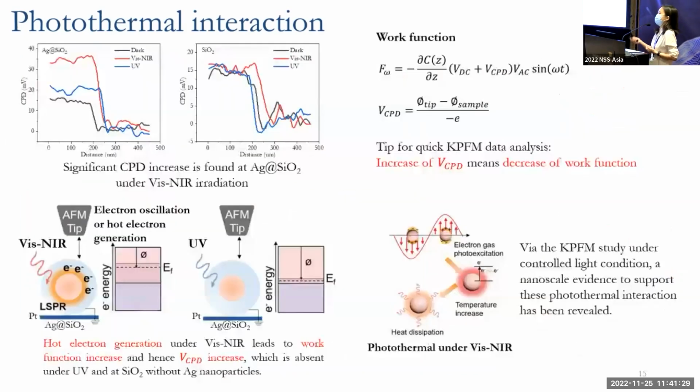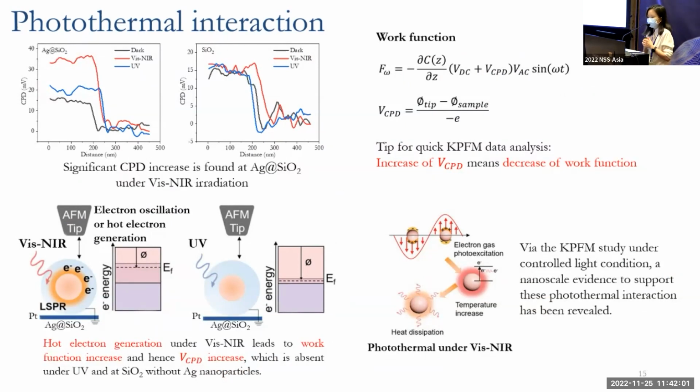This result indicates a strong interaction between the visible light and the silver nanoparticles. To understand this strong interaction, we use the tips for quick KPFM data analysis I mentioned before. That is, the CPD increase means the decrease of the work function. Just remember this here, and then we go to see the particle. Okay, here is the particle itself.